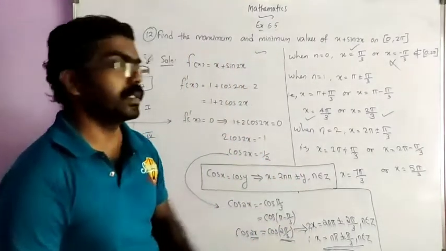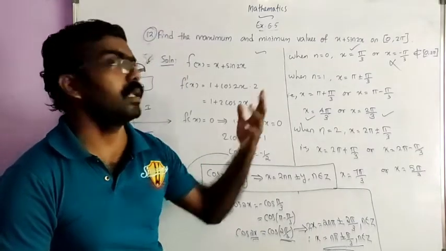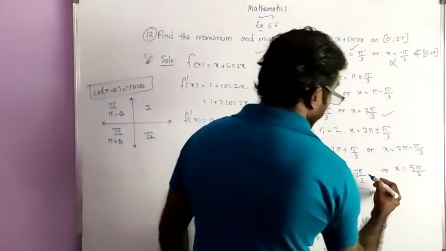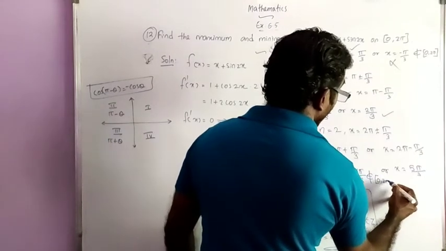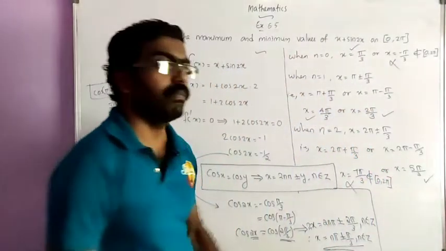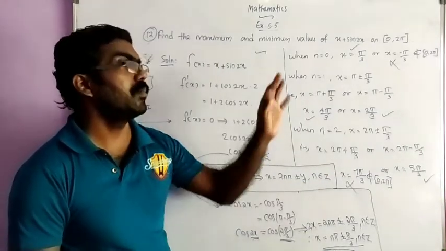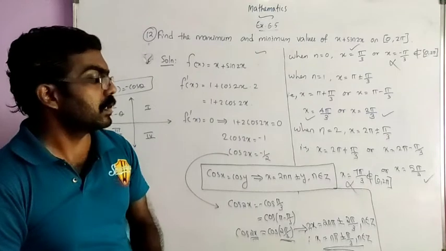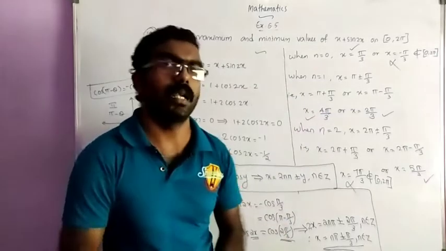7 pi by 3 means 7 into 60, which is 420 degrees, and 420 degrees is more than 360 degrees. So it doesn't belong to the interval 0 to 2 pi. We cannot consider the value 7 pi by 3 since it doesn't belong to the closed interval 0 to 2 pi. So this value is rejected and we take the value 5 pi by 3. Pi by 3 is 60, so 5 into 60 is 300 degrees, which is in between 0 and 2 pi. So these are the values of x satisfying the condition, which means they belong to the given interval.